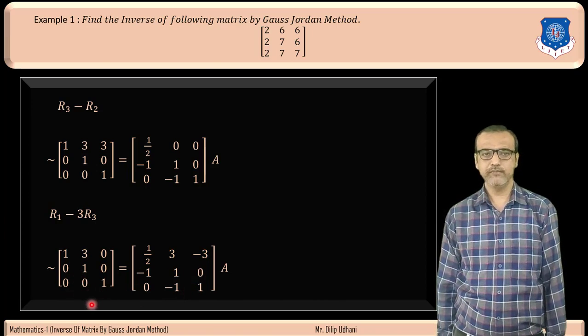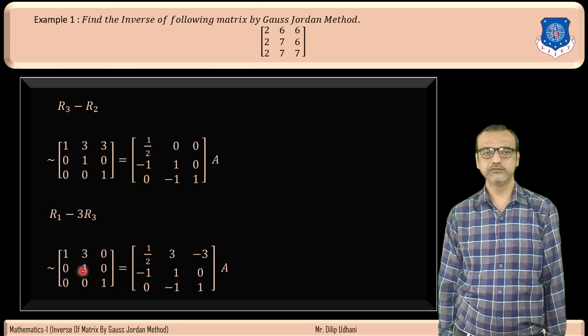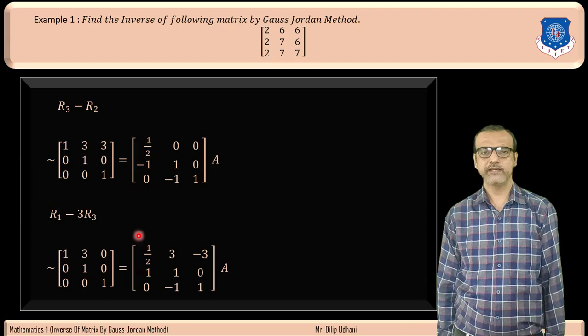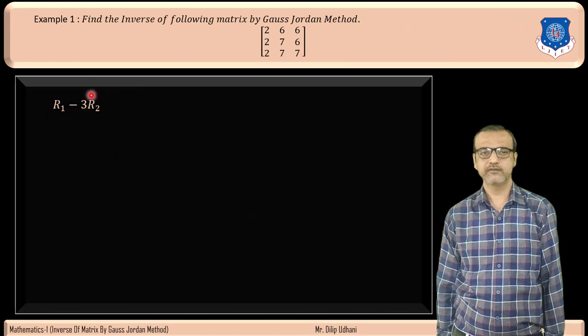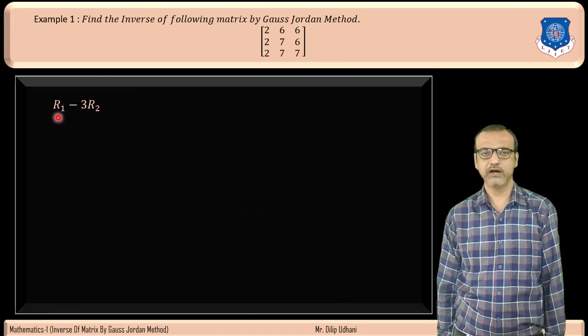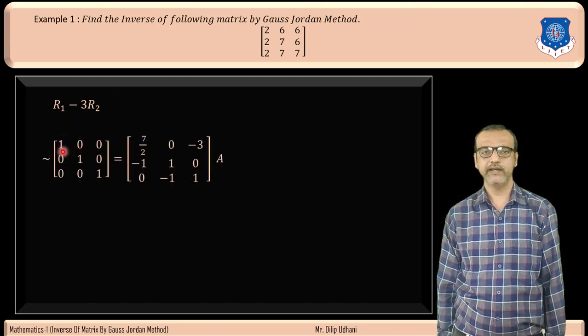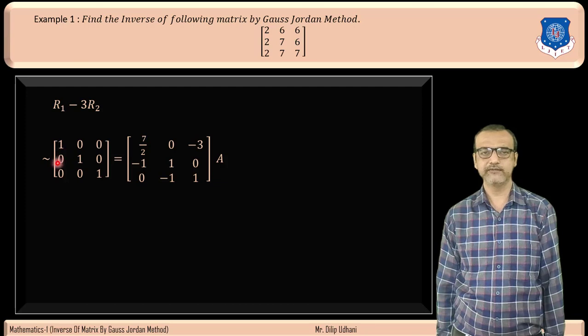Now we will make 3 which is present in row number 1 at position 1, 2 to 0 with the help of leading 1 which is present in row number 2. So for that purpose, we will apply this operation, that is R1 minus 3R2. So subtracting 3 times R2 from row number R1. So row number 1 will be modified and remaining 2 rows will be as it is.